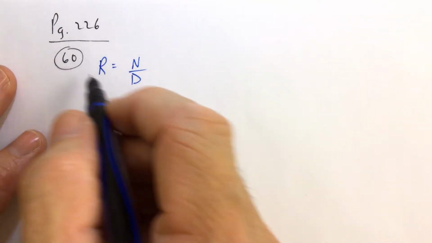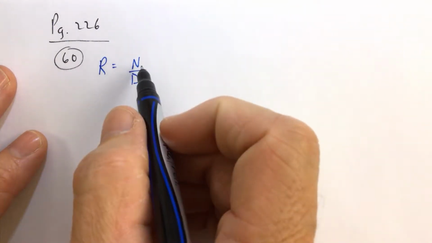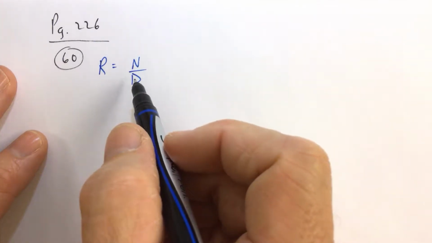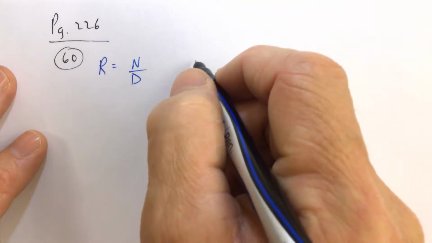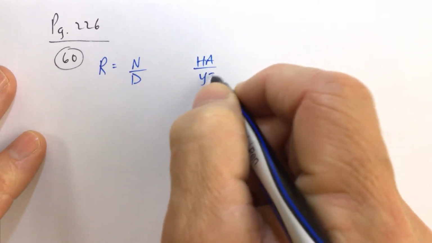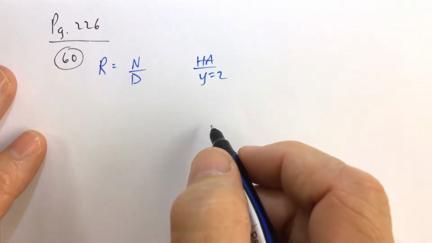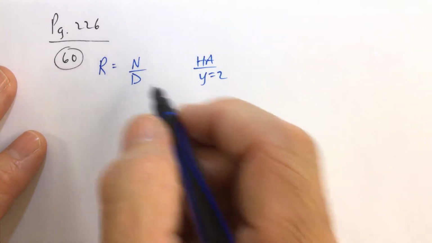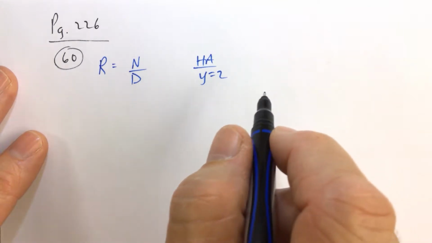Problem number 60 says, if the graph of a rational function r, which I just wrote as numerator over denominator, has a horizontal asymptote y equals 2, then the degree of the numerator equals the degree of the denominator. And then you're supposed to explain why.